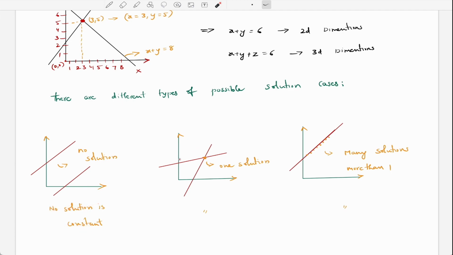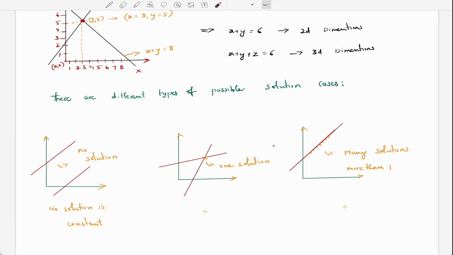If you have a linear equation like this, there is one intersection over here. Then we can say one solution is constant. I hope you're understanding, there's nothing else here, okay.